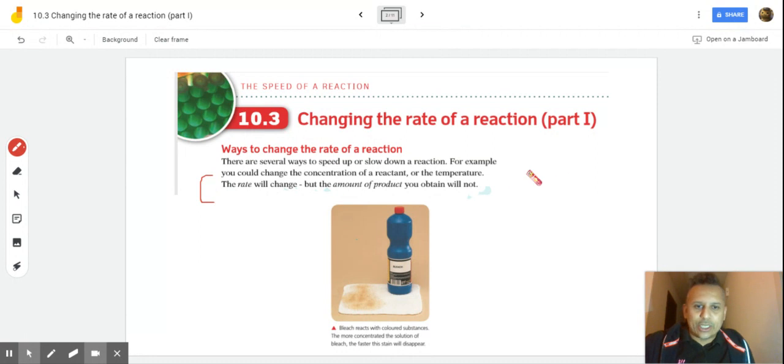When we're talking about changing the rate of reaction, changing the speed of a reaction, this doesn't actually tell you anything about making more product, okay? In order to make more product in a chemical reaction, you actually have to have more of both reactants, okay? More of both reactants.